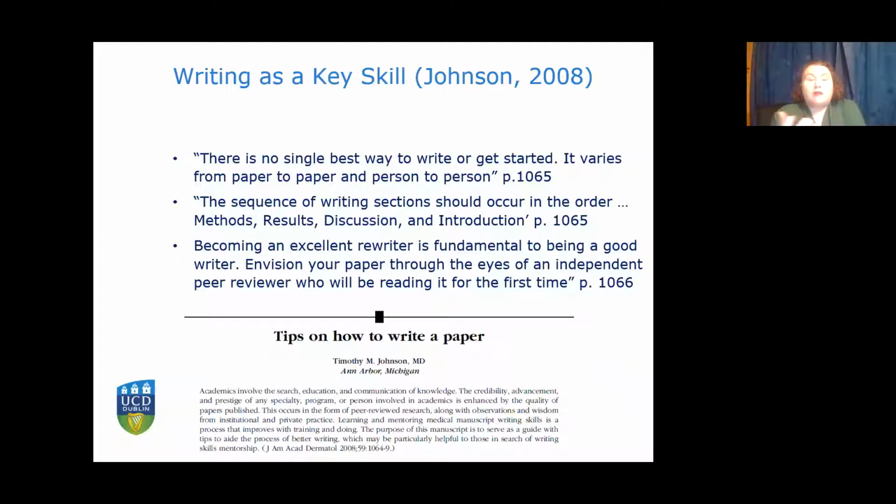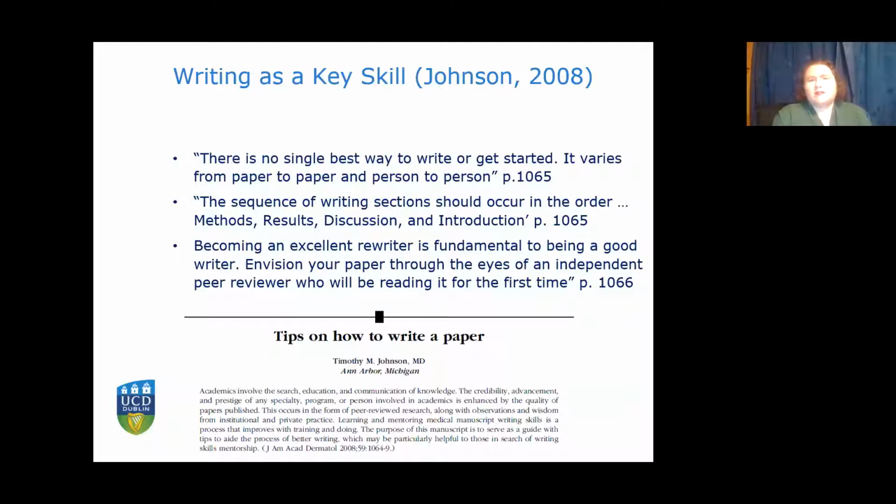Johnson comments that there's no single best way to write or get started. It varies from paper to paper and from person to person. For example, for me, sometimes I just need to sit down and start from a student's thesis or from a report I've written and really just chop that document down to the rough shape and size of the article that it will become. So it's really about knowing what works for you.